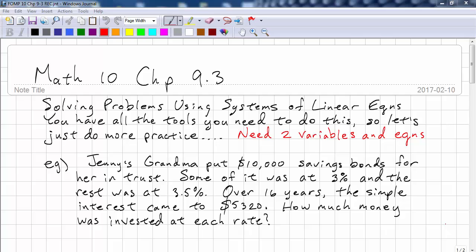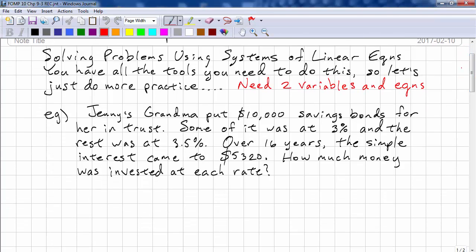This is Foundations of Math and Pre-Calculus 10, Chapter 9.3. We're going to be solving problems using systems of linear equations. And we've done this before, so we're just getting more practice with word problems. Remember, you need to have two variables and two equations. And let's look at how we break this down.